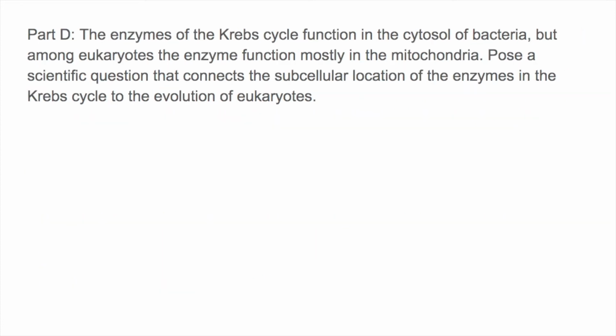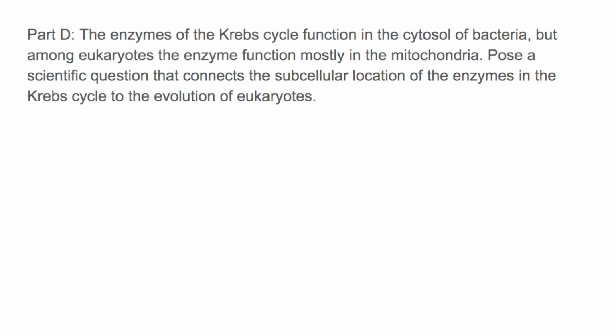Part D. The enzymes of the Krebs cycle function in the cytosol of bacteria, but among eukaryotes, the enzymes function mostly in the mitochondria. Pose a scientific question that connects the subcellular location of the enzymes in the Krebs cycle to the evolution of eukaryotes.